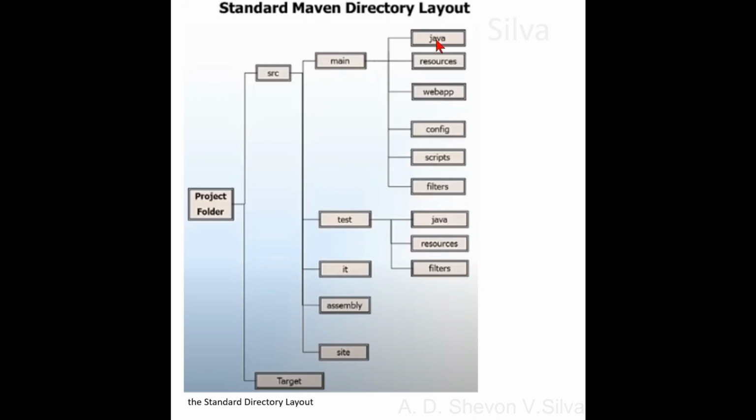Here you can see source main Java, application and library sources. Here you can see source main resources, which are application or library resources. Here you can see source main filters, resource filter files, and you can see source main web application sources.